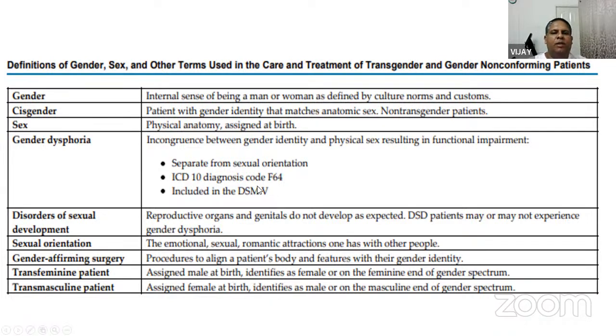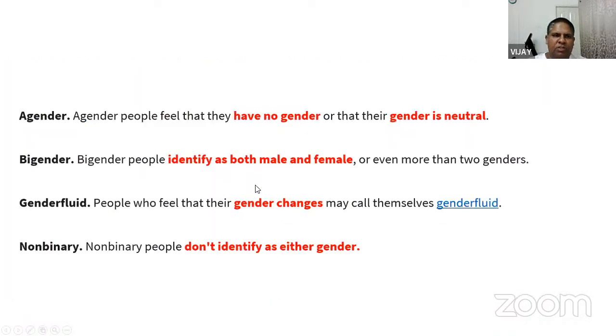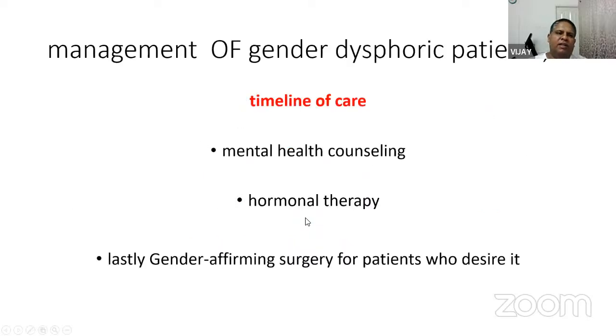So these are the basic terminologies which might be asked in the MCQs. Also, there are new terminologies like agender, wherein the people feel they don't have gender. Bigender, they feel they are both male and female. Gender fluid, wherein their gender changes from time to time. And non-binary, wherein they don't identify as any gender. So while managing gender dysphoria patients, the timeline of care is, first of all, they have to undergo mental counseling.